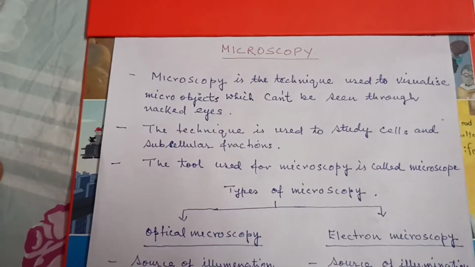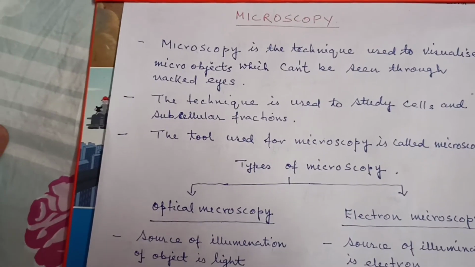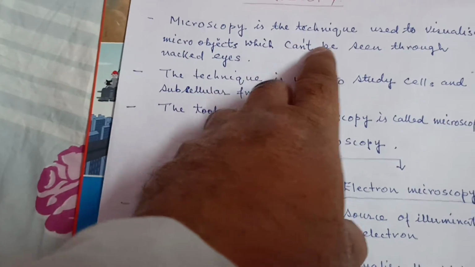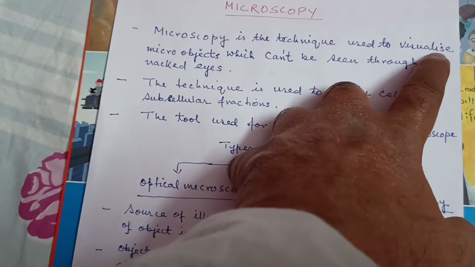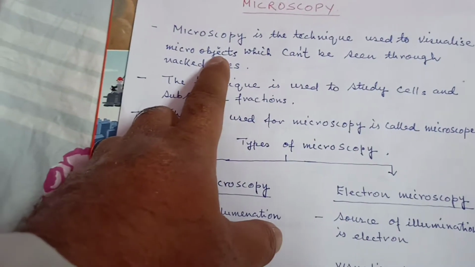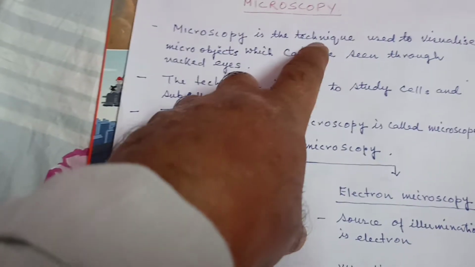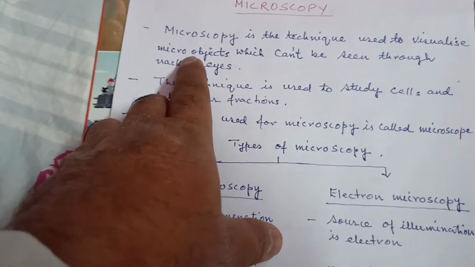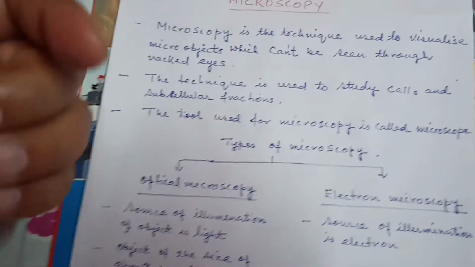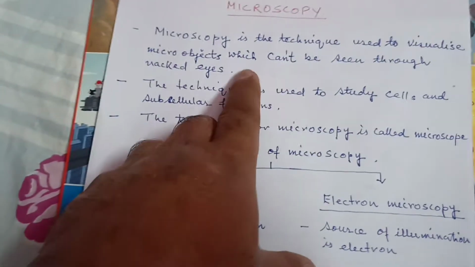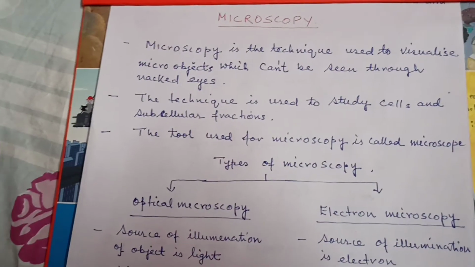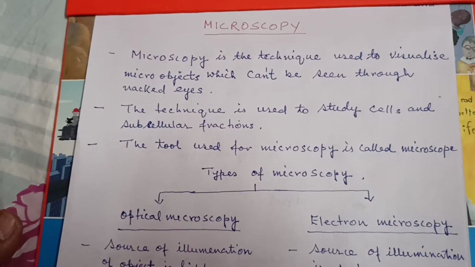Hello students, today we will discuss a new topic, that is microscopy. What is microscopy? Microscopy is the technique used to visualize micro objects. This is a technique to see micro objects, or objects which are very small in size, which cannot be seen through the naked eye. So those are objects which are very small, that cannot be seen through the naked eye.